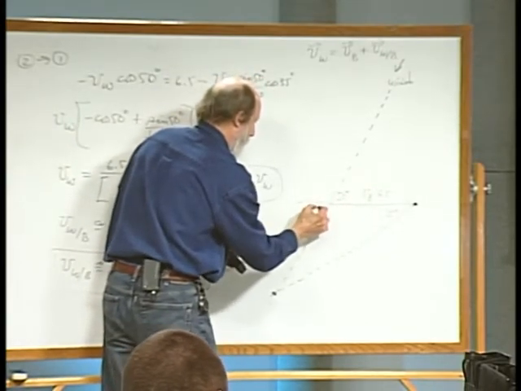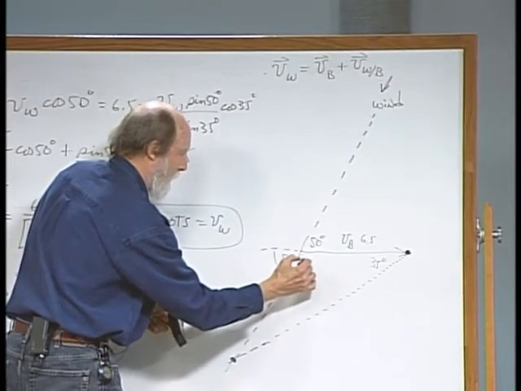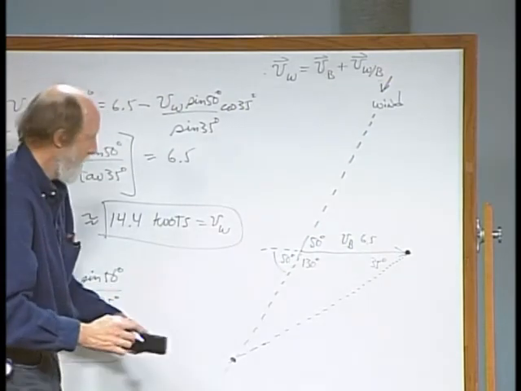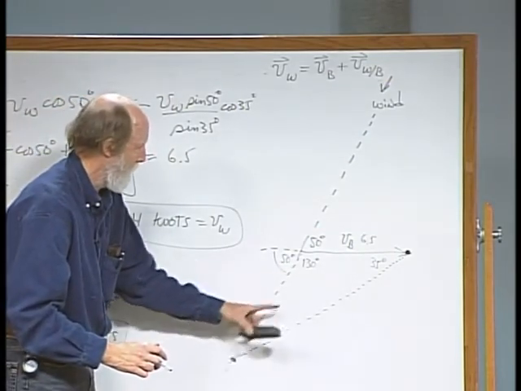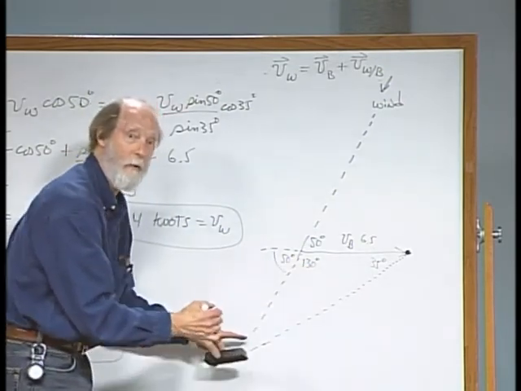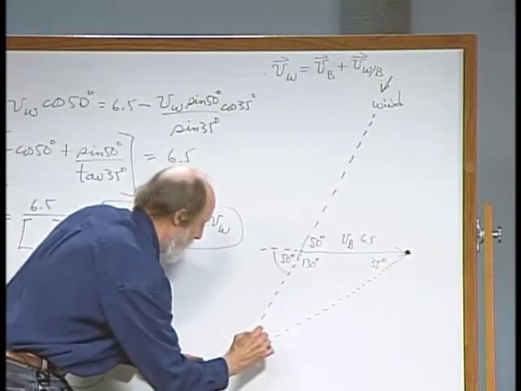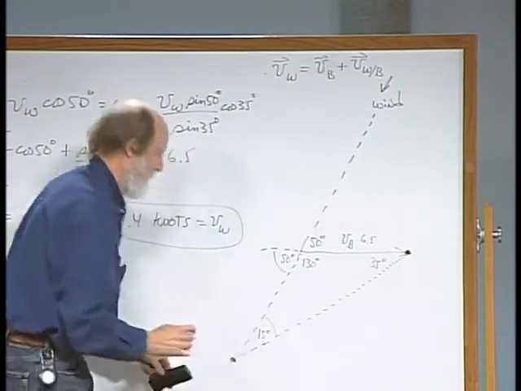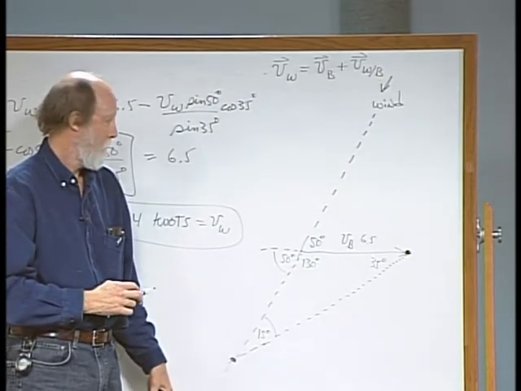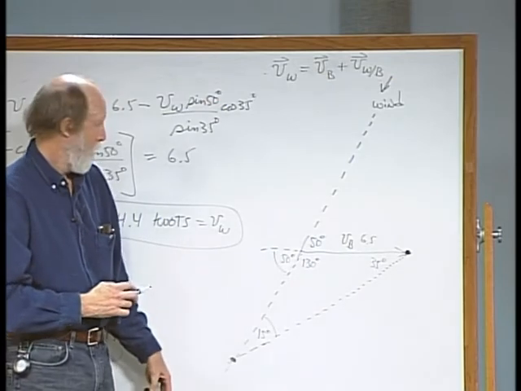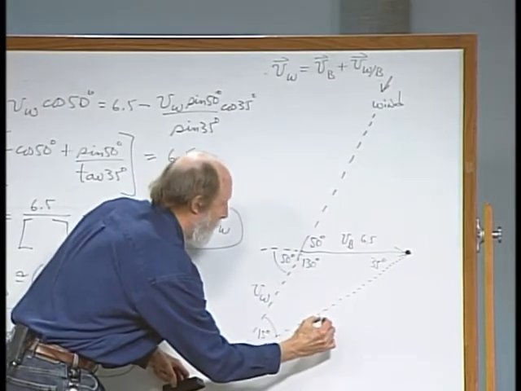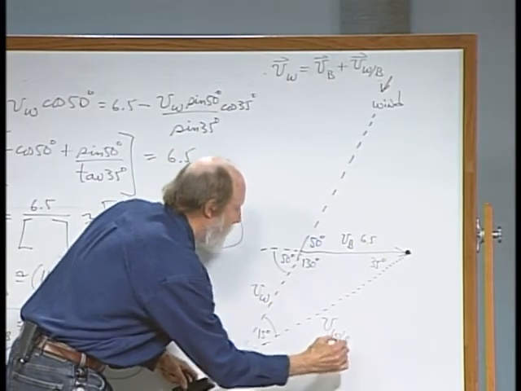So this angle's 50 degrees, which means this is 130 degrees, which means that this angle has to be the supplement to the sum of those, 15 degrees. Pretty good sketch, huh? Not bad, huh? So we're looking for this thing over here, the wind relative to the boat.